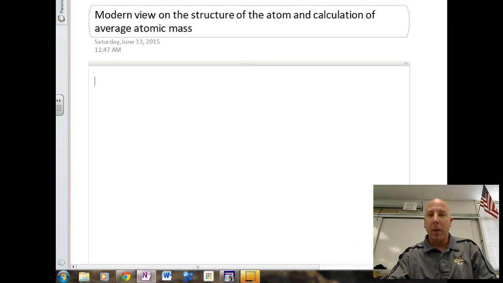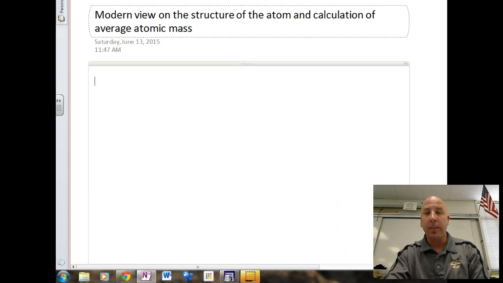Today we're going to talk about the modern view of the structure of the atom. We're going to talk about the three subatomic particles that are most often involved with chemical reactions. And of course, we're going to dive a little bit into calculation of average atomic mass, that number that you see at the bottom of the periodic table, or of each cell on the periodic table for each element. So let's dive right in.